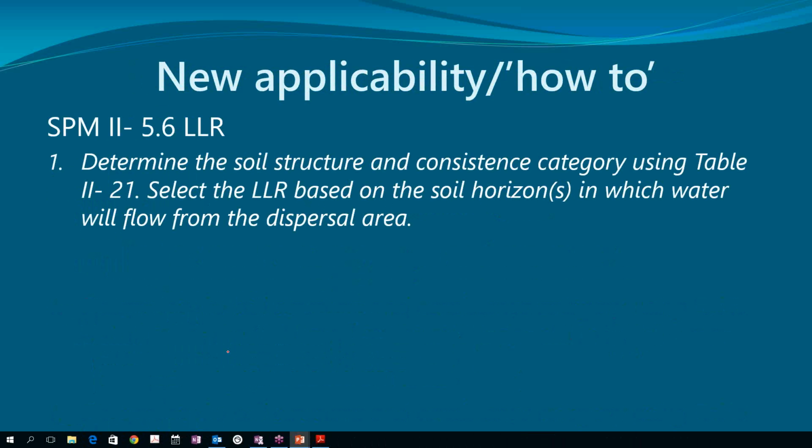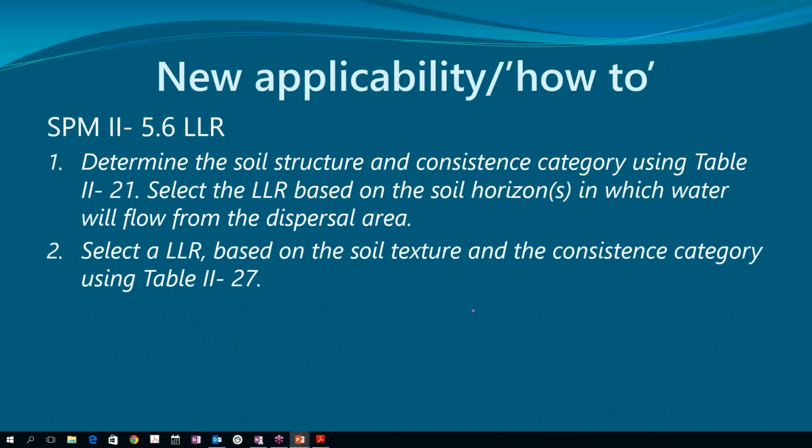Applicability. Again, two-pronged approach. First, you determine structure and consistence category: poor, favorable, very poor. This is slightly different from the HLR. We select the linear loading rate based on the soil horizons in which water will flow from the dispersal area, not necessarily the horizon at the infiltrative surface. More on that later.